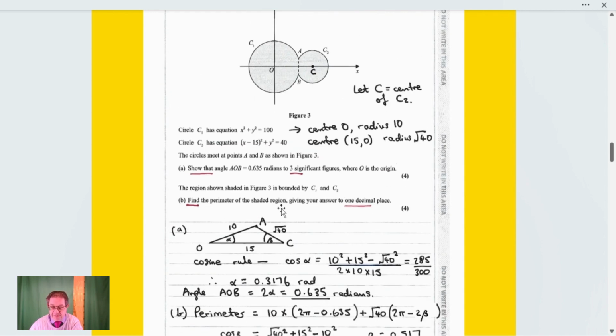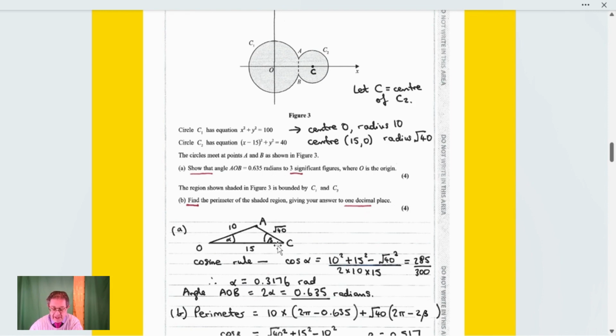The next part asks for the perimeter of the shaded region to 1 decimal place. So the shaded region is going round the larger circle from A to B, and then around the smaller circle from B to A. Perimeter using radians is r theta, so theta is going to be 2 pi, take away on the left hand side angle 2 alpha, and on the right hand side angle 2 beta.